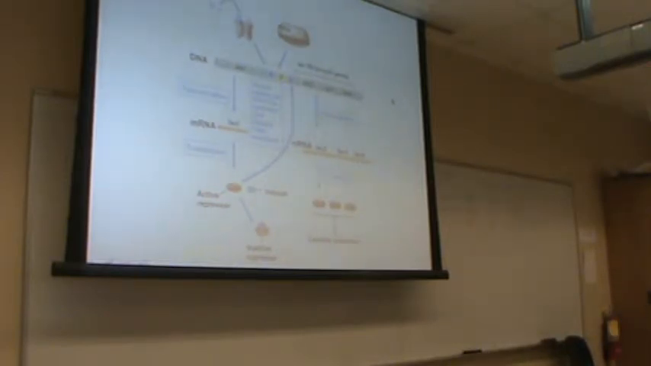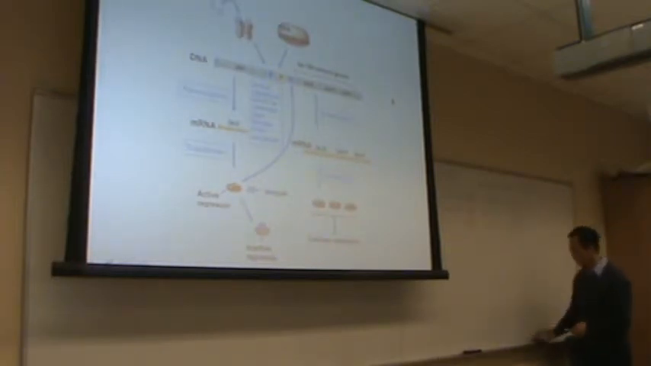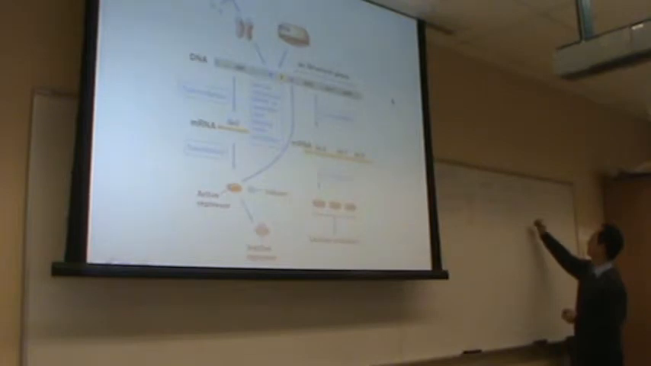So there is actually a hint here. If this one is on, that means there should be CRP binding at the C position, and RNA polymerase can move to the right. So if this is on, that means CRP should be high. If this one is low, that means CRP should be low. And this should be low. Is that what Google tells us? Yes.